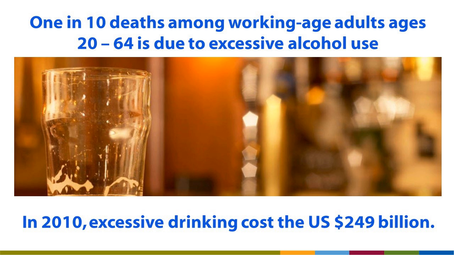So first, for example, we know that 1 in 10 deaths among working age adults ages 20 to 64 is due to excessive alcohol use. And we also know that excessive drinking costs the U.S. $249 billion. So this is an example of demonstrating problem identification. You know how much it affects people, and you know the cost of that effect overall to the U.S. health system. Next slide, please.